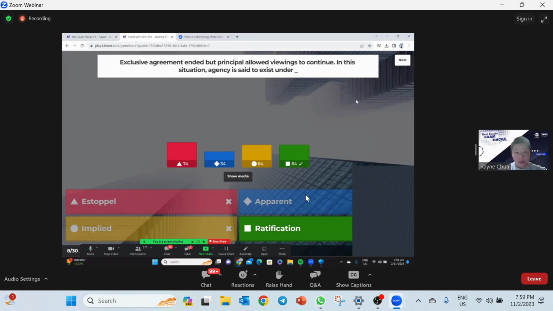Okay, so hopefully you can understand a little bit between the two main categories, which is actual versus apparent, right? So under actual, there'll be express and implied. Under apparent, there'll be either estoppel or ratification. All right, those of you who got the correct answer, well done.